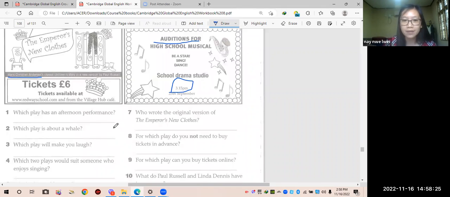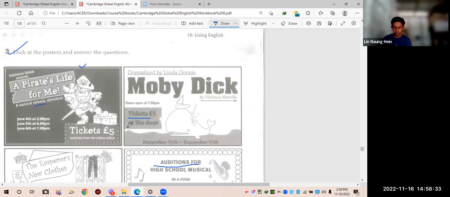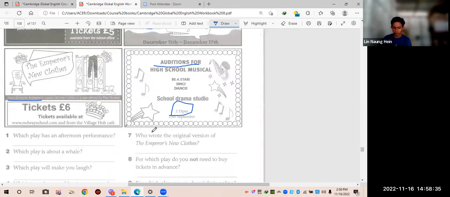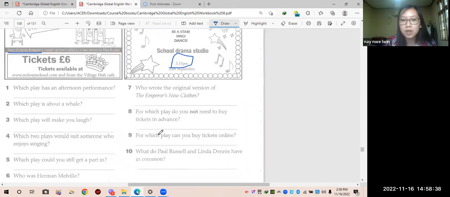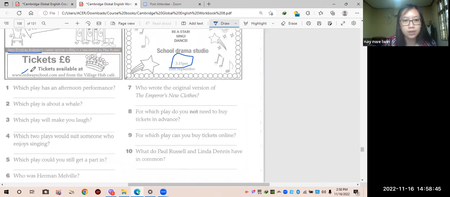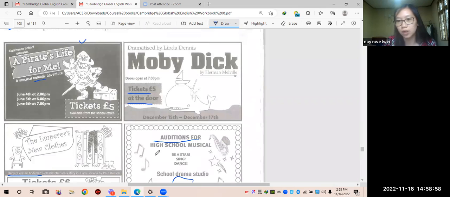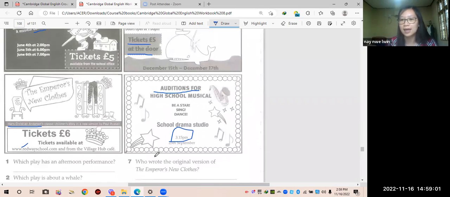Okay, how about 8? For which play do you not need to buy tickets in advance? Moby Dick, tickets are £5 at the door, right? And number 9, for which play can you buy tickets online? A New Clothes, yes, tickets are available and the website address has been given. And the last one, what do Paul Russell and Linda Dennis have in common? They wrote the dramatized version of the original story, so that is what they have in common.